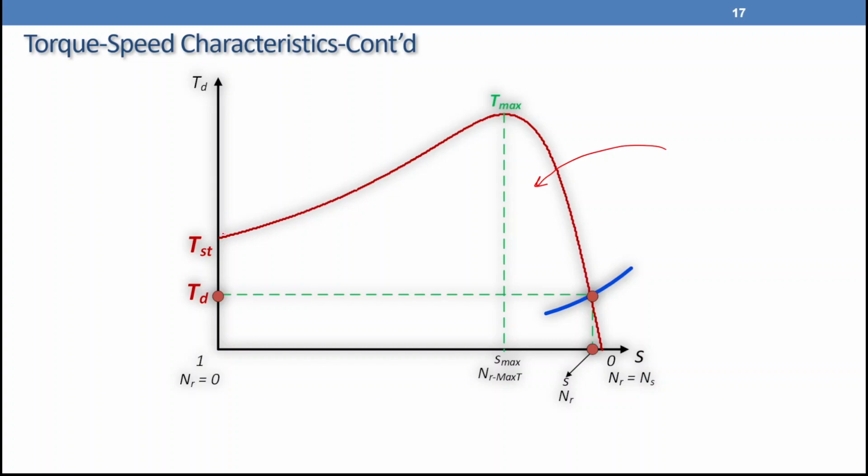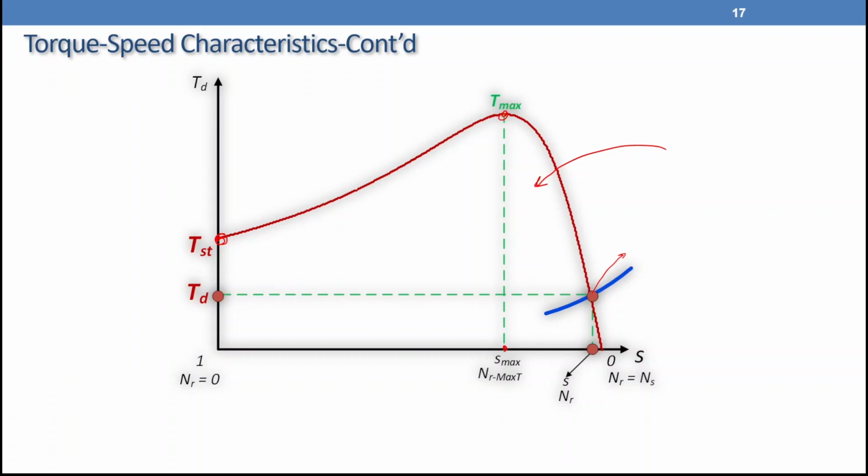So we have here a starting torque. We have a maximum torque at a specific slip. We call it S maximum torque. So the motor can operate at a point like this one, called developed torque at specific speed and specific slip. I need to clarify something here, that the red color is the motor torque speed characteristics, while the blue line is the mechanical load characteristics.